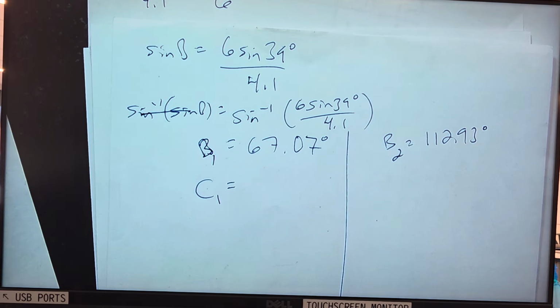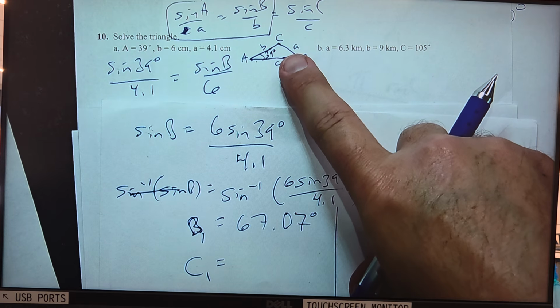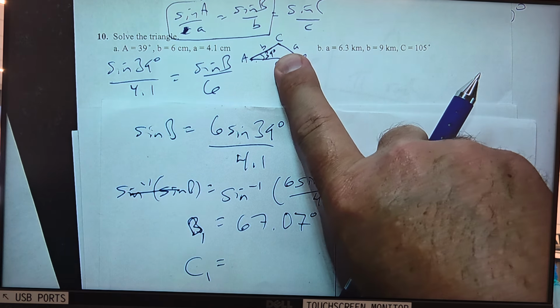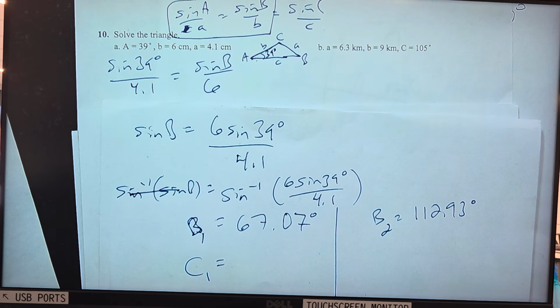So is everybody really with me? If I'm looking at just the first possible triangle, now we know angle B is 67. I've already got 39, so what would angle C be? Add those, subtract from 180 to see what's left over for the third angle. Is everybody with me? Okay, so then we'll get 106.07, so we'll get 73.93.